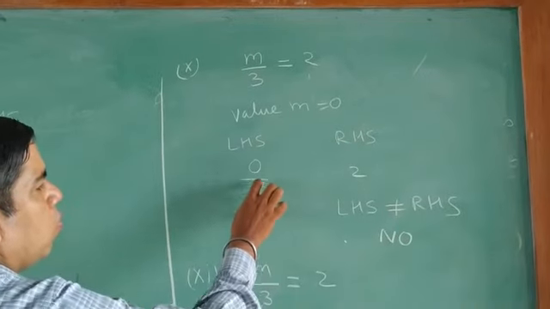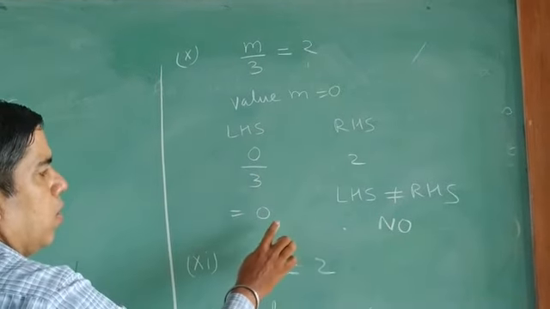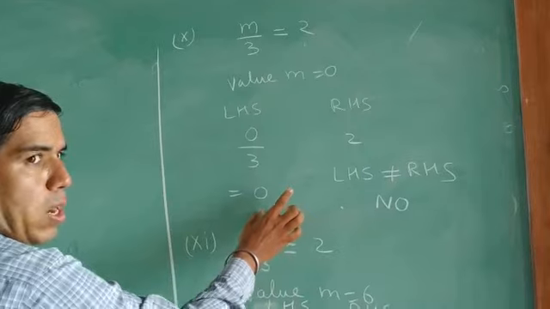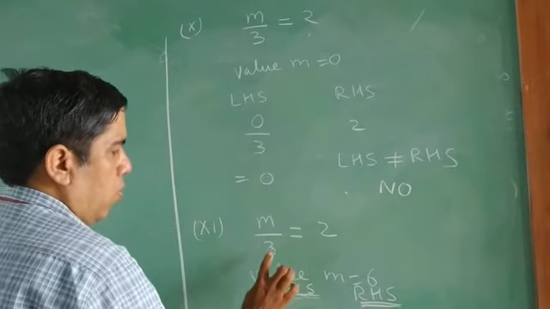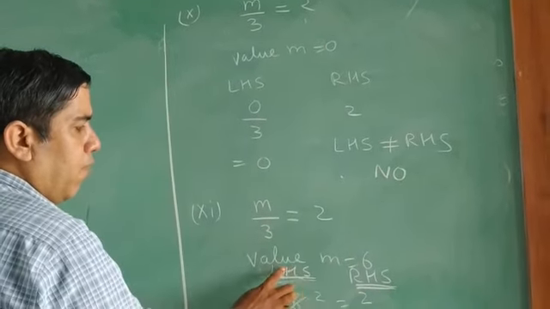Now 10th part, m by 3 equal to 2. Value m equal to 0. So 0 by 3, and here 2. So 0 and 2 are not equal. So it is no.